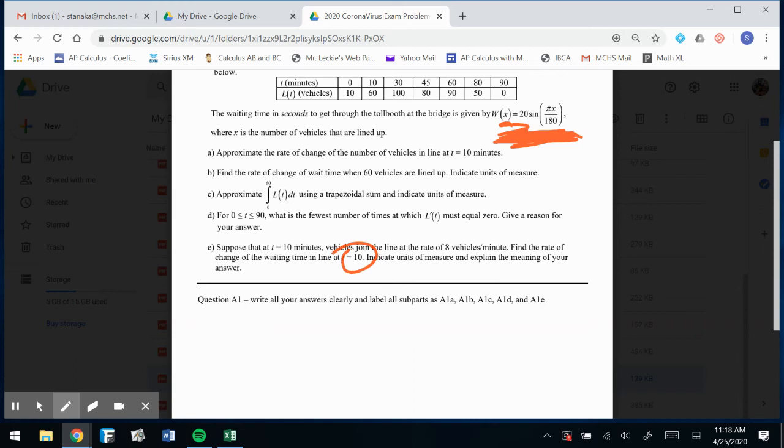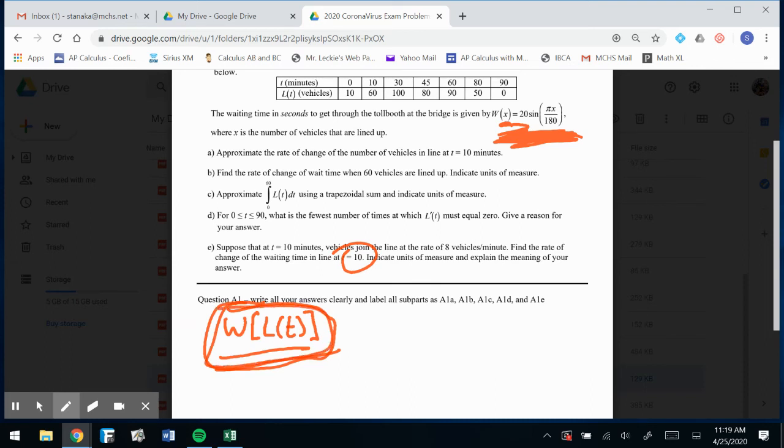We got vehicles joining in line, which means we're going to be using L. We're also going to be using W. Well, shoot. That sure smells like a chain rule, right? Because what's happening here is we have W, wait time, but it is being influenced by how many people are getting into line. So I hope you didn't rush through this, because I have to find the derivative of that bad boy.